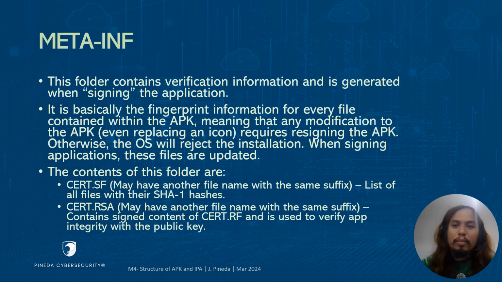So what are the common contents? You have the CERT.SF. It lists all the files with the SHA-1 hashes. SHA-1 is a type of hash. CERT.RSA contains the signed content of the CERT.SF and is used to verify the app integrity with the public key.